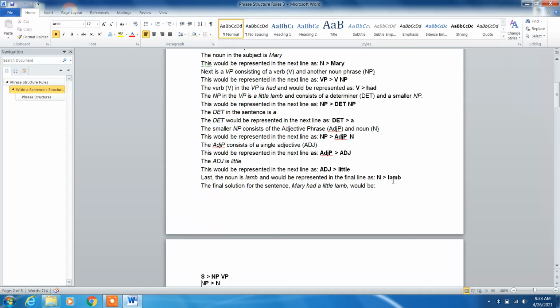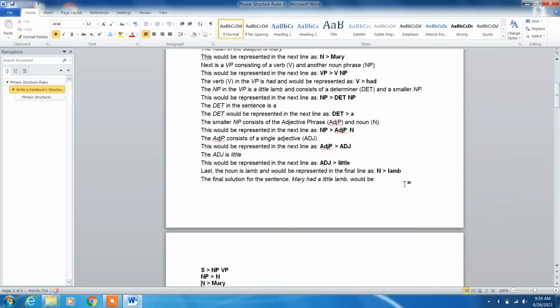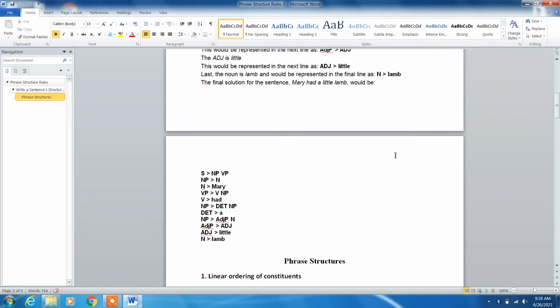Lamp, what is lamp? Lamp is a noun. But noun is greater than this one. Clear? So we see that this is the complete one, that is the greater one: sentence is the greater one, noun phrase, verb phrase. Then noun phrase is greater than noun, noun is greater than Mary.